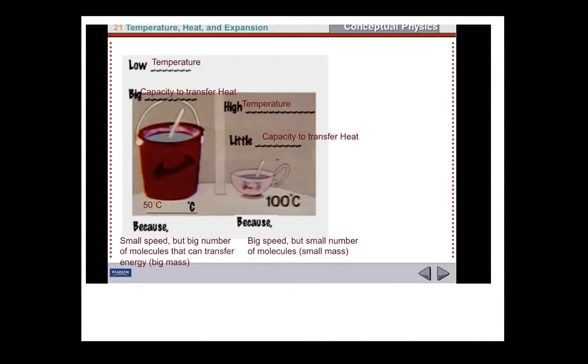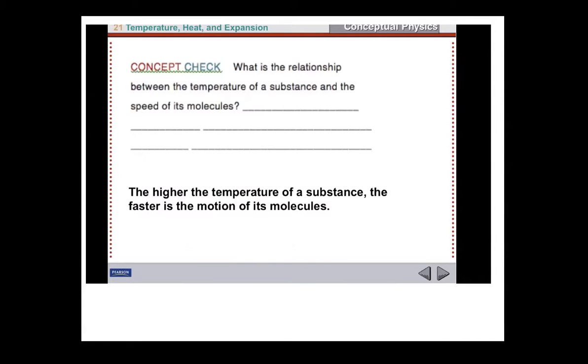In the cup, the temperature is 100 Celsius. That means the molecules are moving faster, but there are just a small amount of molecules, so the capacity to transfer heat is very low.